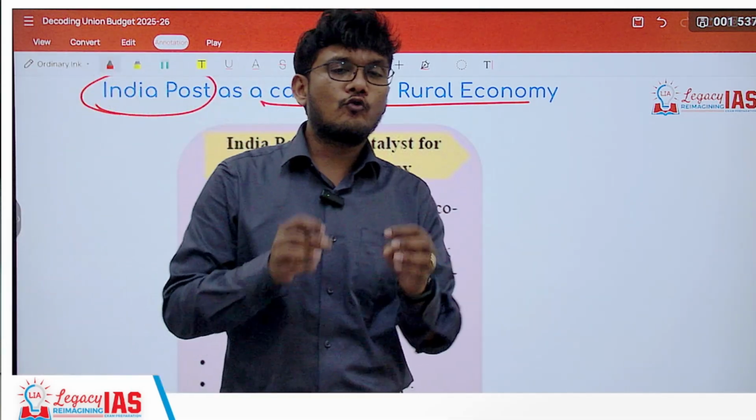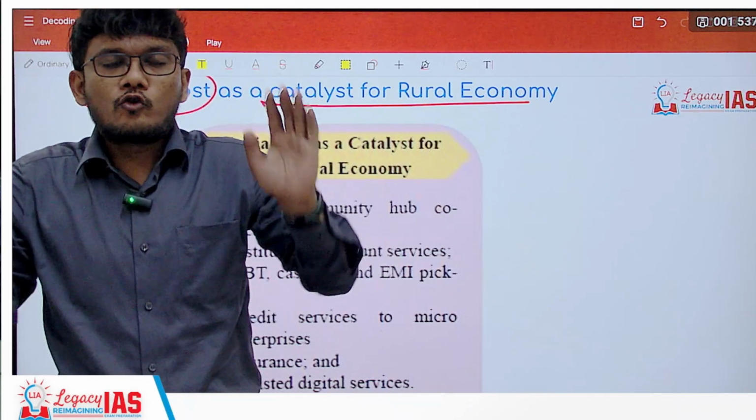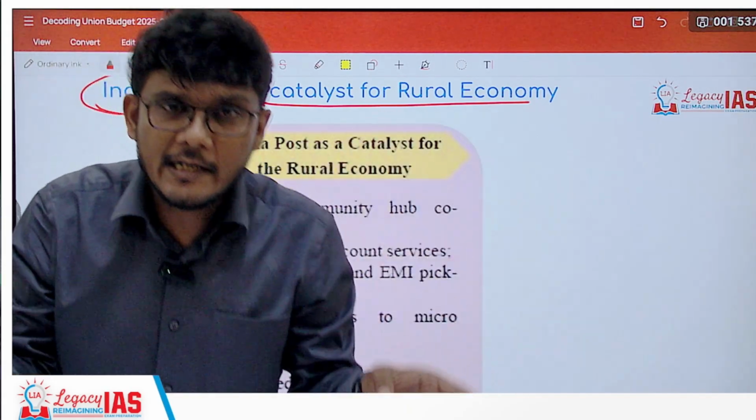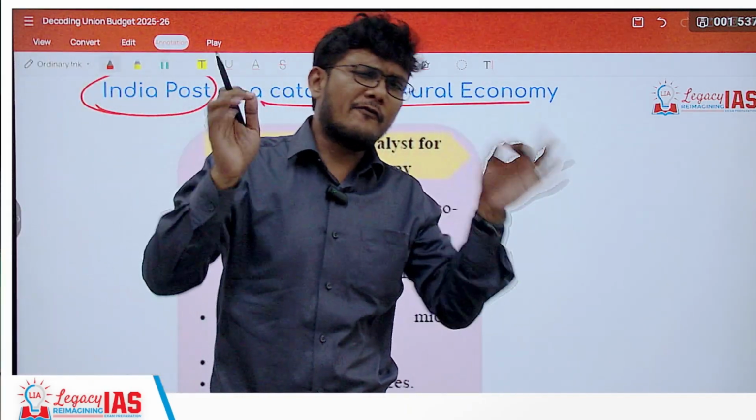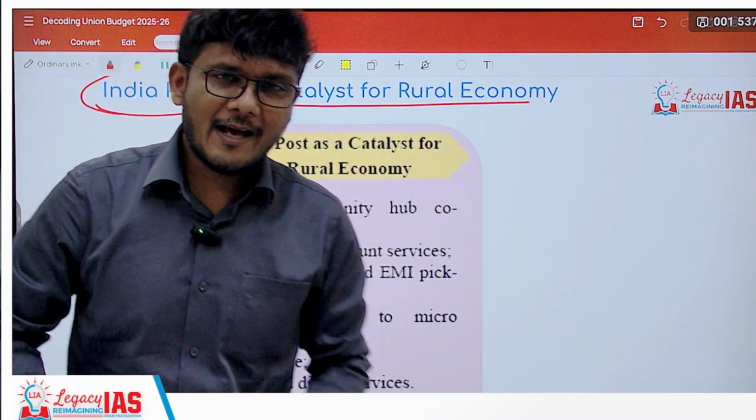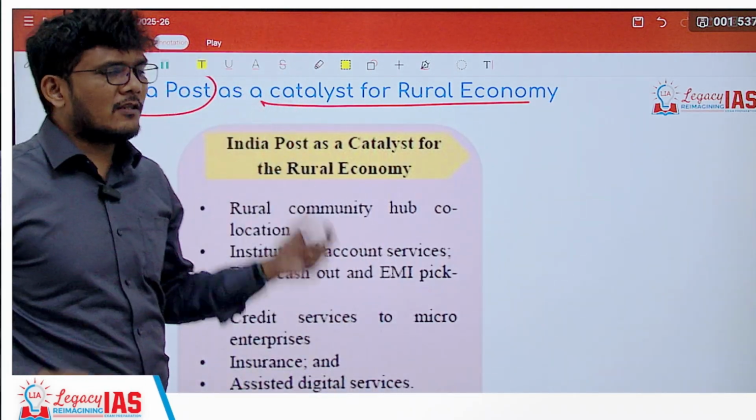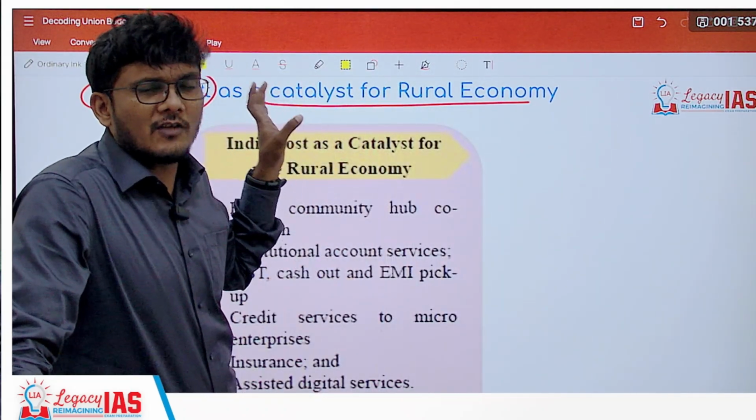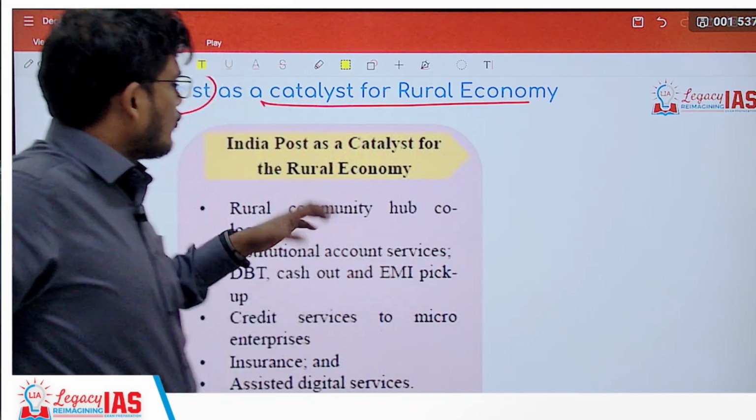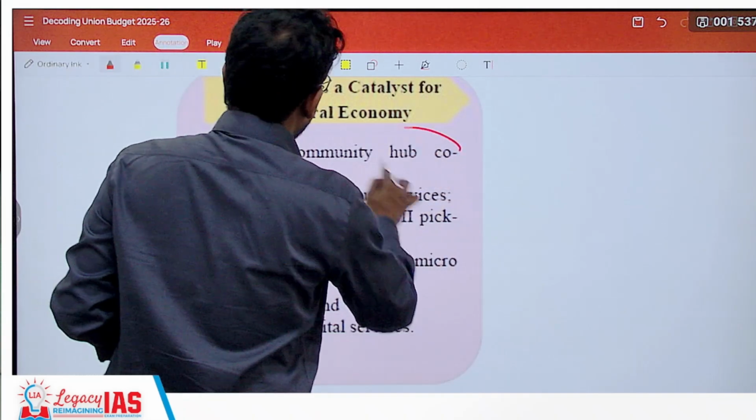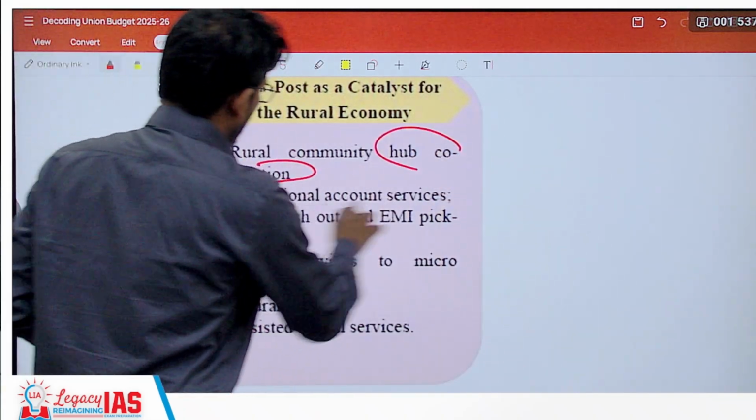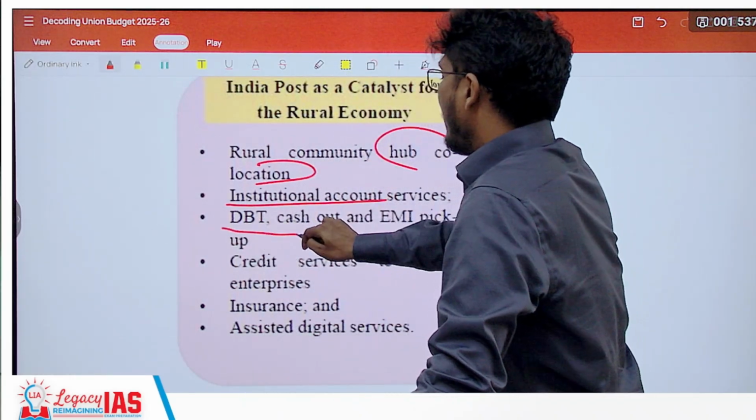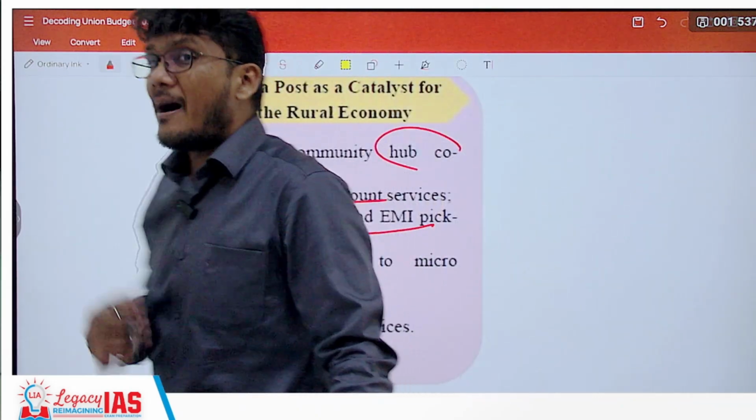And they also have so many post offices available. So the government wants to reap the benefit of the availability of India Post throughout India, in the remotest of the villages, in every nook and corner of India. How are they planning to do that? By not letting the services be limited only to posts, but also making it a hub for various things: institutional account services, enforcing or implementing direct benefit transfer, cash withdrawal, as well as EMI pickup.